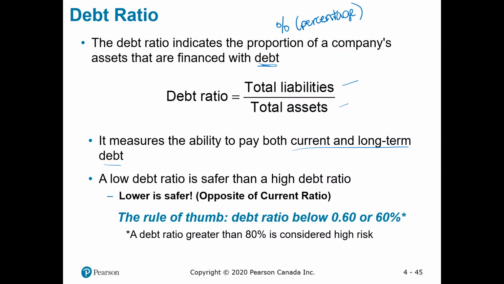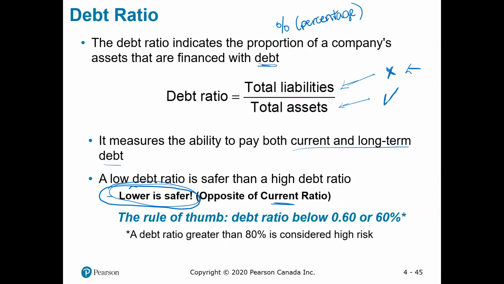Now for the debt ratio, a lower amount is safer. So this is opposite the current ratio. And one way you can remember that, well, your liabilities are on top and the assets are on the bottom. So we want more assets and less liabilities. So the higher this amount, the worse off we are. So therefore, the lower this ratio, the more safe that the company is. Or it indicates that they will be likely to pay off their debts, both current and long-term, as they become due.